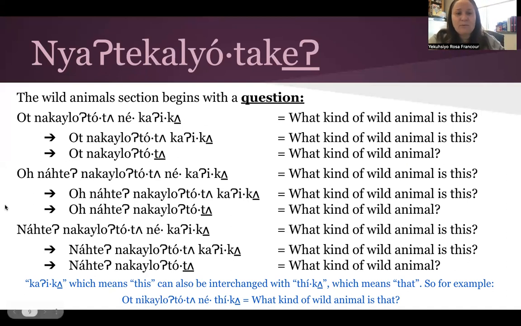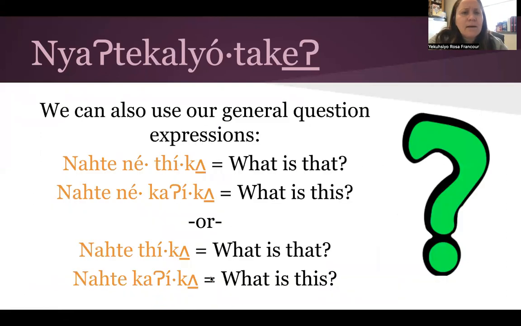So again, ga'ig, which means this, can be interchanged with tig. I mentioned that in the last video, and that just means that. So, for example, you could say ot nagali ot doda, tig. Oh, I think there's a little bit of a spelling error on the bottom. It's supposed to be na.